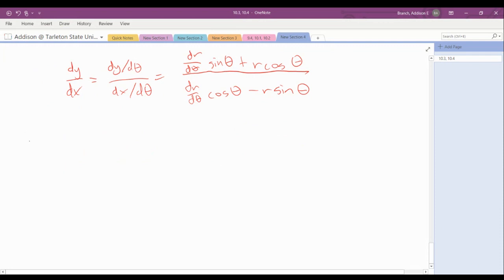So let's go ahead and do an example with this. In this example, we want to find the slope of the tangent line of r equals 1 plus 2 cosine of theta at theta equals pi over 3.